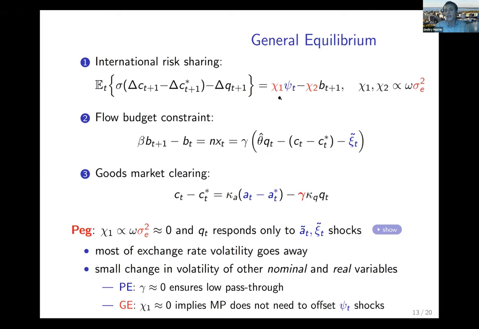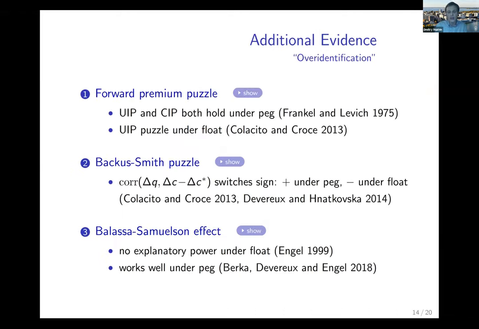By making this psi one equal zero, it eliminates this financial shock. And so in equilibrium, the monetary policy doesn't need to respond to these shocks at all, right? It still needs to respond to other fundamental shocks, but to stabilize the nominal exchange rate, it doesn't need to respond to these noise trader shocks. And so that allows the model to generate relatively small changes in other macro variables.